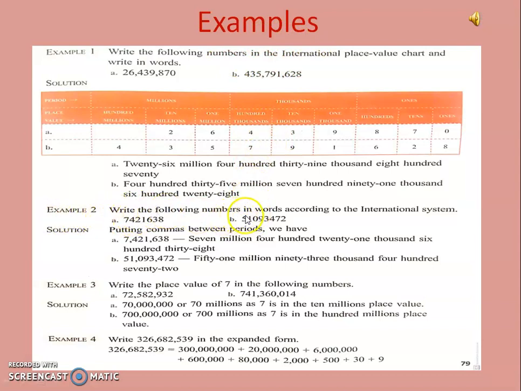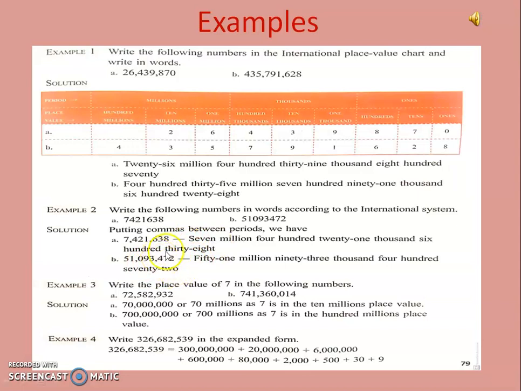Write the following numbers in words according to the international system. So the first number is here: 74,21,638. I am reading this number according to the Indian system of numbering, but we have to write the name of this number according to the international system of numbering. So we will put, first of all, commas between these digits, so it will make it easy to read this number according to the International System of Numbering.